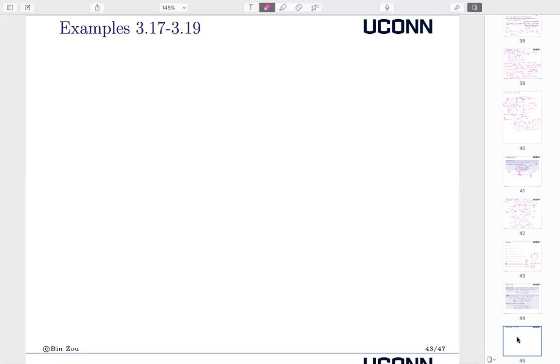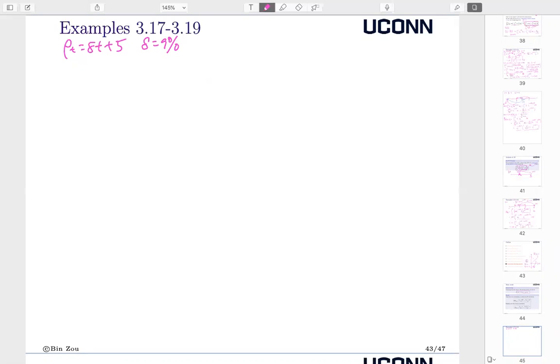Example 3.17. Let's go to that example. It is on page 87. In this example, Sam receives continuous payments at the annual rate of 8t plus 5. From 0 to 10, the continuously compounded interest rate is 9%, so it's a constant. Determine the present value at time 0.